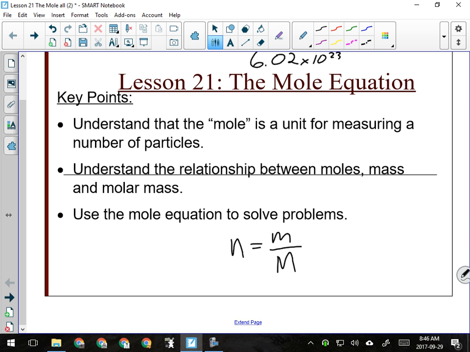So we got n equals little m over big M, and we'll go over what each part of that means, but it's an easy formula to manipulate.